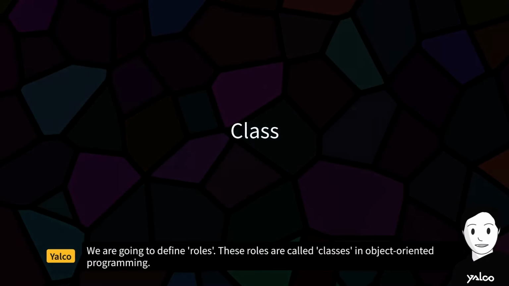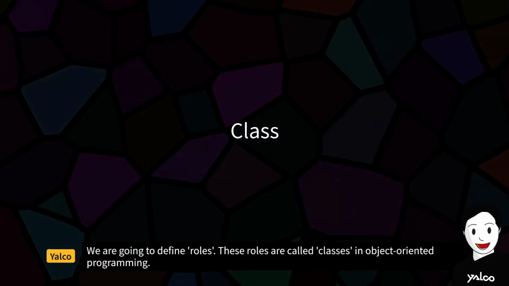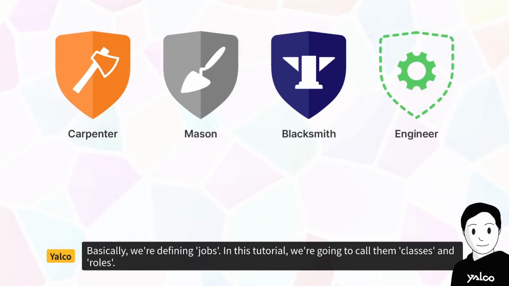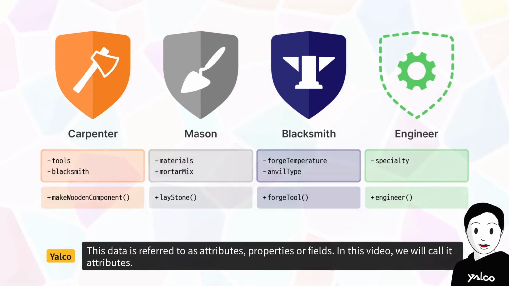We are going to define roles. These roles are called classes in object-oriented programming. In the process of building a castle, such classes as the carpenter, mason, blacksmith, and engineer are mobilized. Basically, we're defining jobs. In this tutorial, we're going to call them classes and roles. Each class has its own data and functions defined for the role. This data is referred to as attributes, properties, or fields. In this video, we will call it attributes.